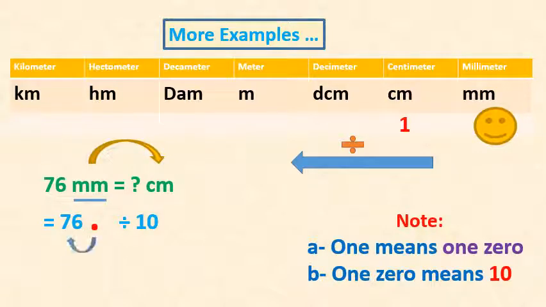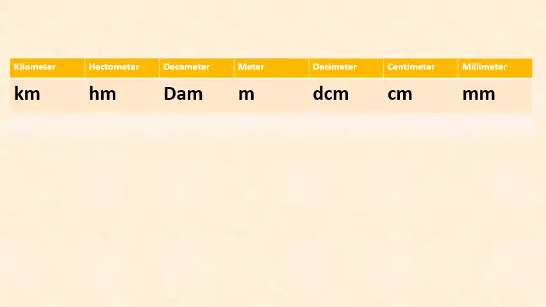Okay, now let's start moving the decimal point 1 place to the back. Why 1 place? Because we have 1 zero. Why to the back? Because it is division. So the answer is going to be 7.6 centimeters.